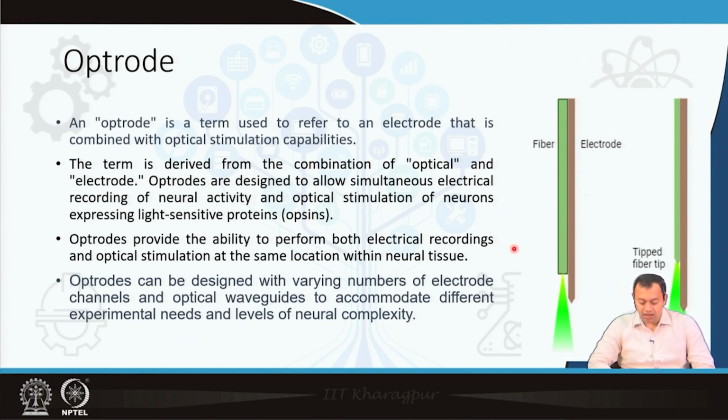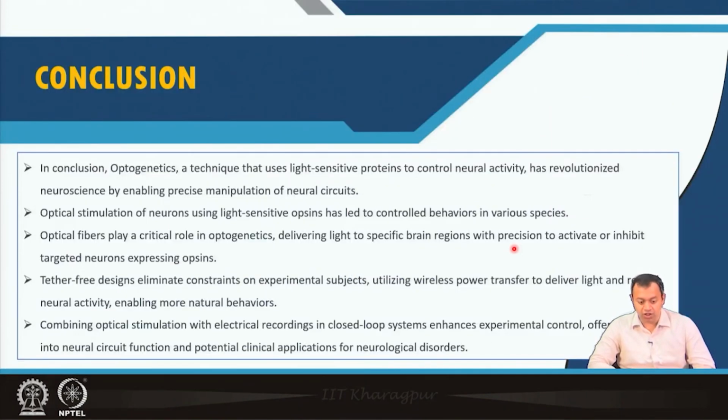But still these are quite difficult, quite challenging, and restrict the overall behavior of the animal, and thereby stating that you have fully understood the brain with respect to neurons, with respect to behavior, still remains a challenge. So, in conclusion, optogenetics is light sensitive proteins being utilized to measure neural activities. Optical stimulation of neurons using light sensitive opsins leads to control of behavior. Combining optical stimulation with electrical recording in closed loop systems enhances experimental control, offering insights into neural circuits, etc.